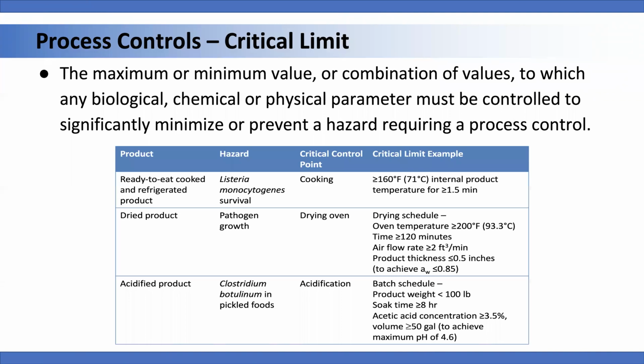This table shows examples of the critical limit of process control. In ready-to-eat, cooked, and refrigerated product with biological hazards such as Listeria monocytogenes, cooking is the process control, and its critical limit is internal product temperature of 160 Fahrenheit degree or higher for at least 1.5 minutes. In dried product with pathogen growth, drying is the process control, and the critical limit is proper drying temperature over 200 Fahrenheit degree for over 2 hours, with proper airflow rate.